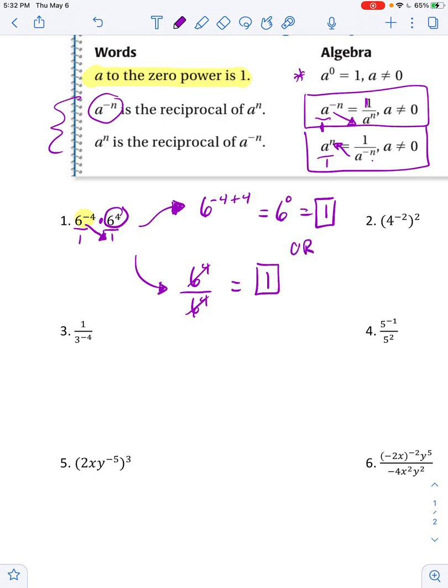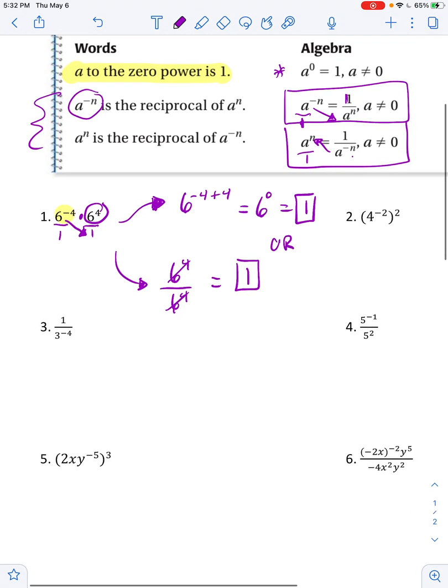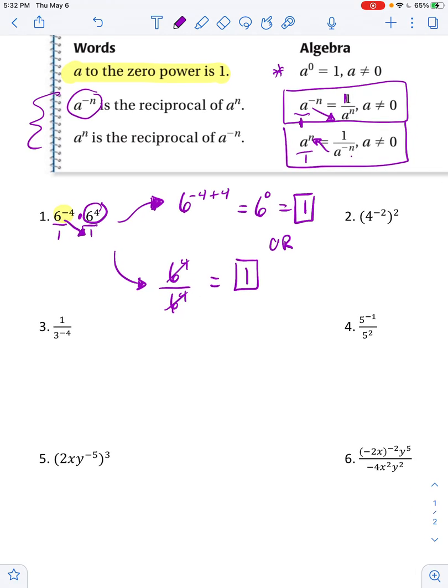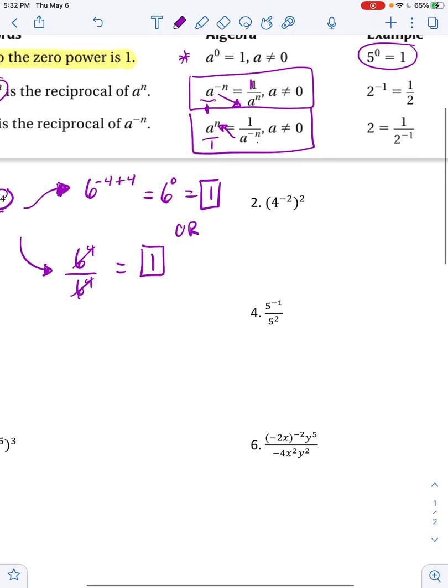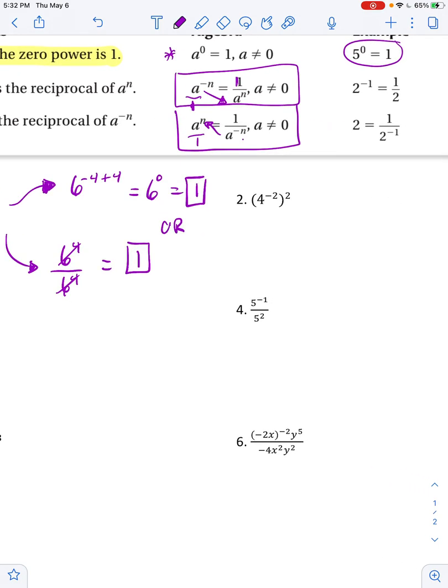So you can kind of treat the problems in whatever manner you see first, but if you look at my work, don't panic if you did it a little different way but got the same answer. So this also goes back to something we learned before.